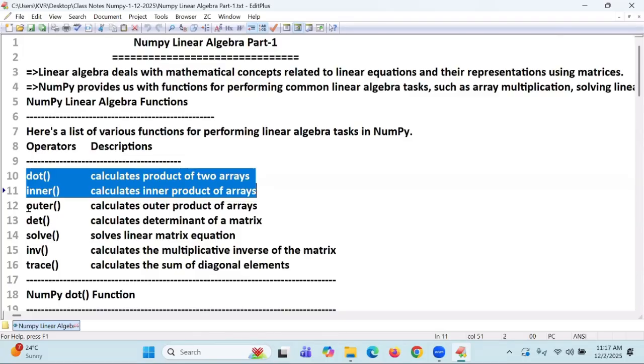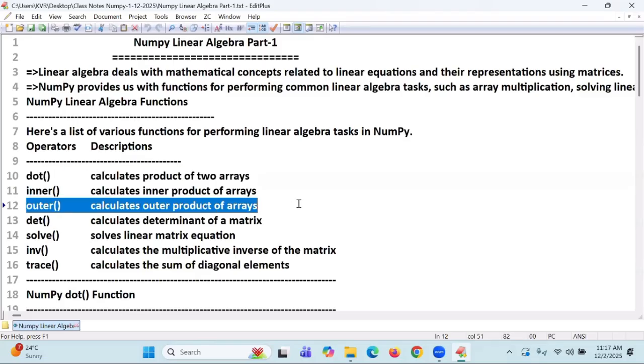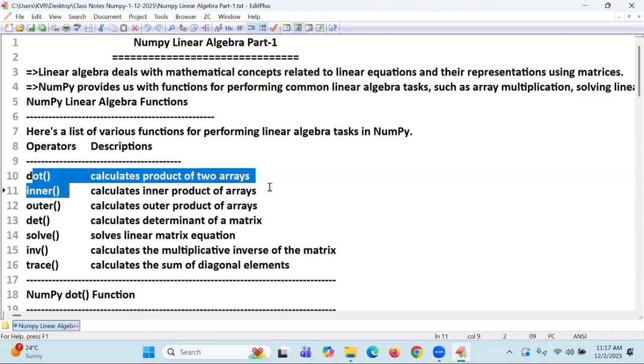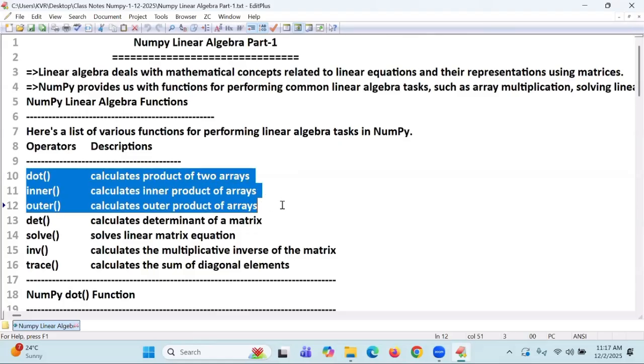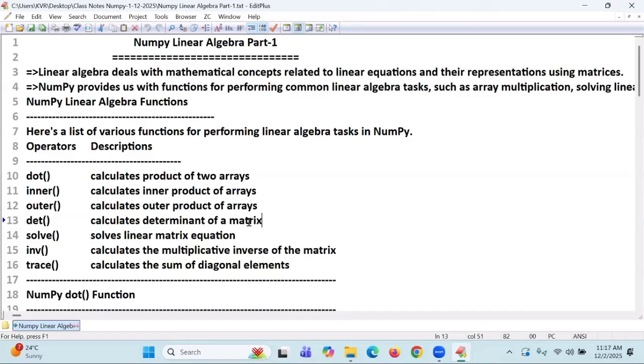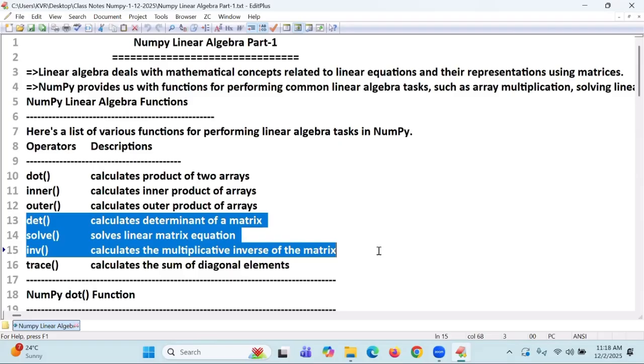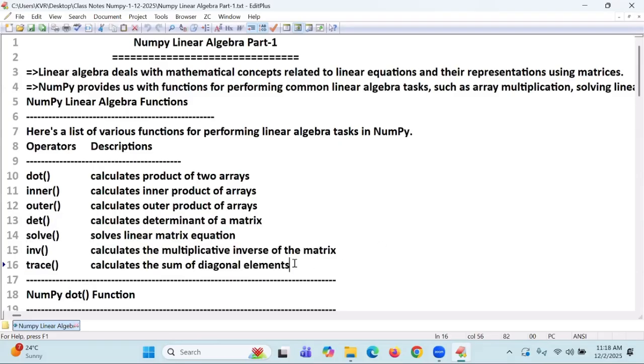Now outer product is also going to be completely different from dot and inner product. Compulsory, this kind of concept will be asked in the interview. Next, I'll go to what? Det. Determinant of a matrix we are going to see. So let us move further to the determinant function. The det function, solve function, inv function, and trace function are left out.